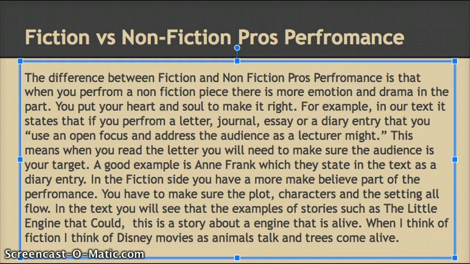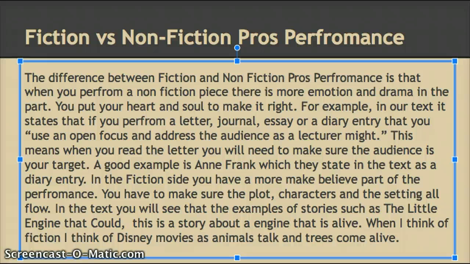Fiction versus nonfiction prose performance. The difference between fiction and nonfiction prose performance is that when you perform a nonfiction piece, there is more emotion and drama in the part. You put your heart and soul to make it right.